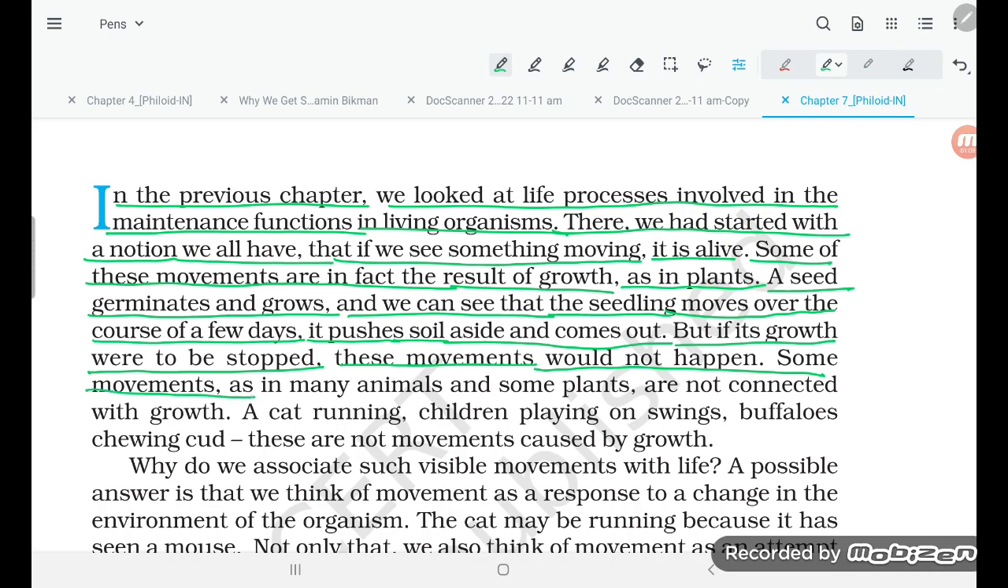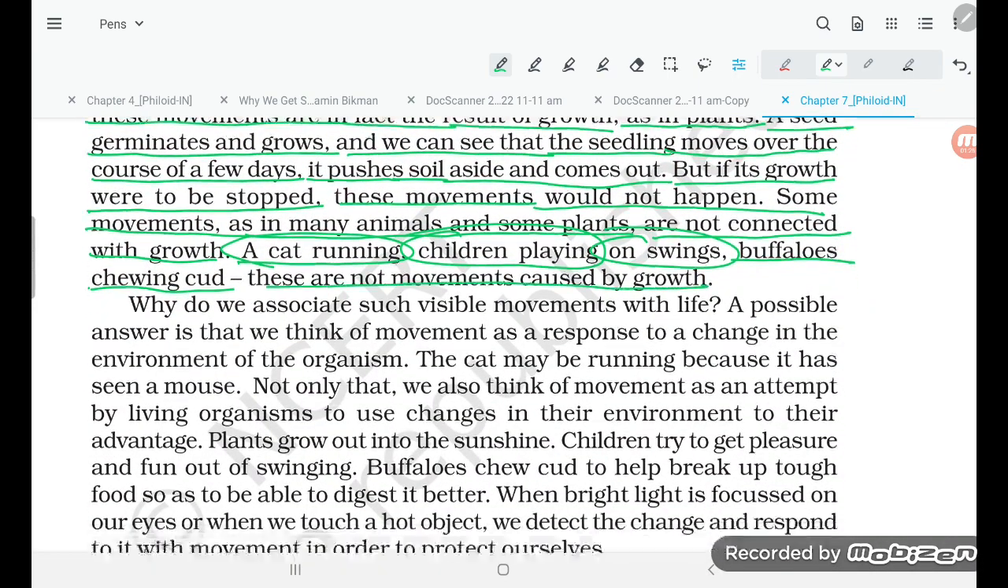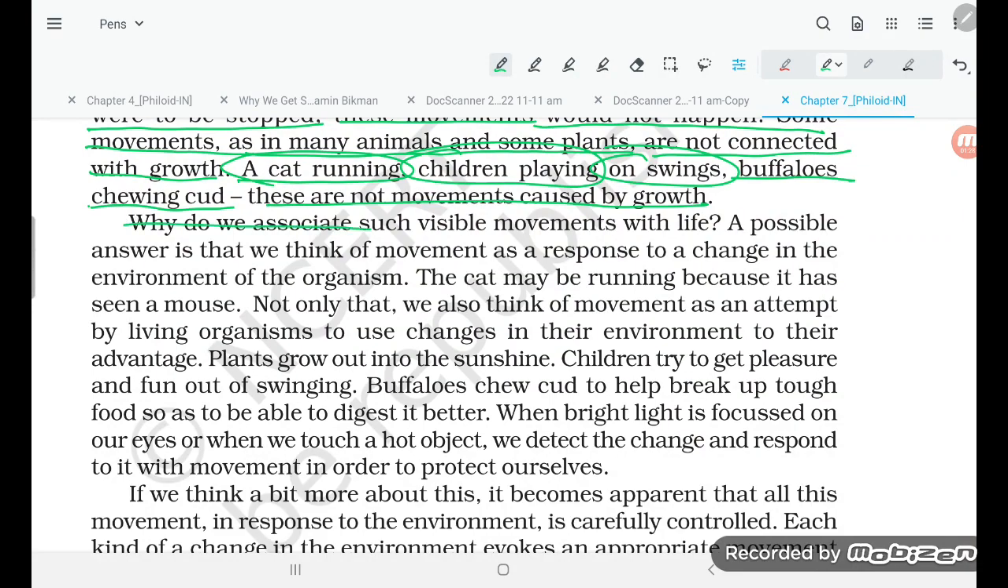Some movements, as in many animals and some plants, are not connected with growth. A cat running, children playing and swimming, a buffalo chewing cud. These are not movements caused by growth. Why do we associate such visible movement with life? A possible answer is that we think of movement as a response to a change in the environment of the organism. The cat may be running because it has seen a mouse.